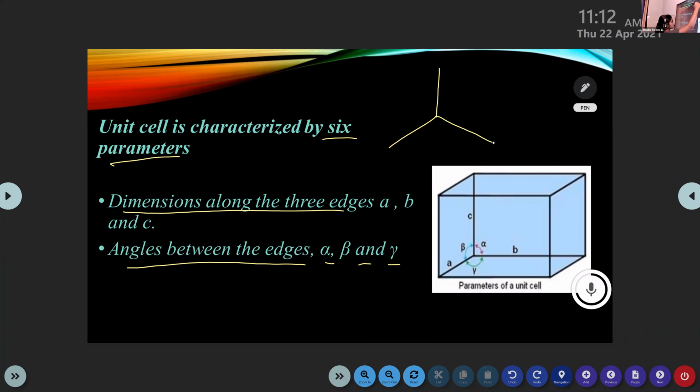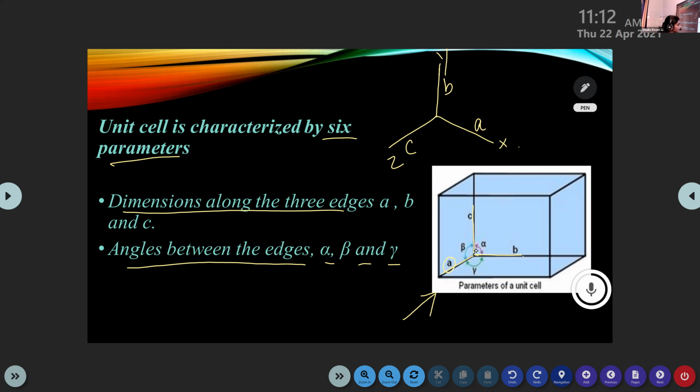So this is the X, then Y, Z axis. This edge length is considered as A, this one as B, and this one as C. In this figure also, this one is A, this one is B, and this one is C. So these are the 3 edges, and along with these edge lengths, angles are there.